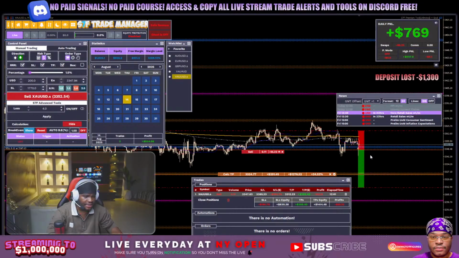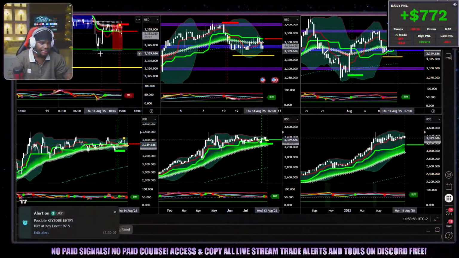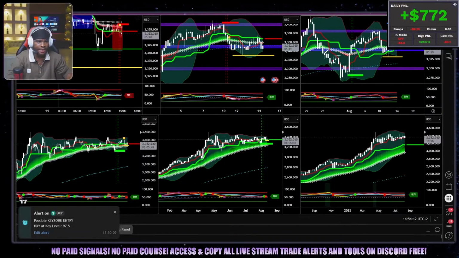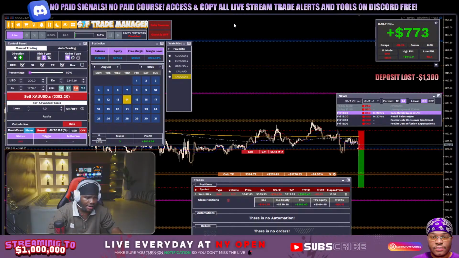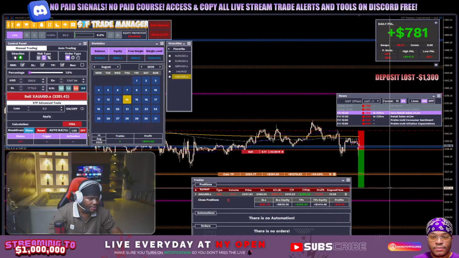Where is the take profit on this? 3312? Is that 3312? What am I looking at? Am I trading? Why is the price different? What did I take? Why is it different? Okay, it's not different. I don't know, this is bugging. Oh, 3312.